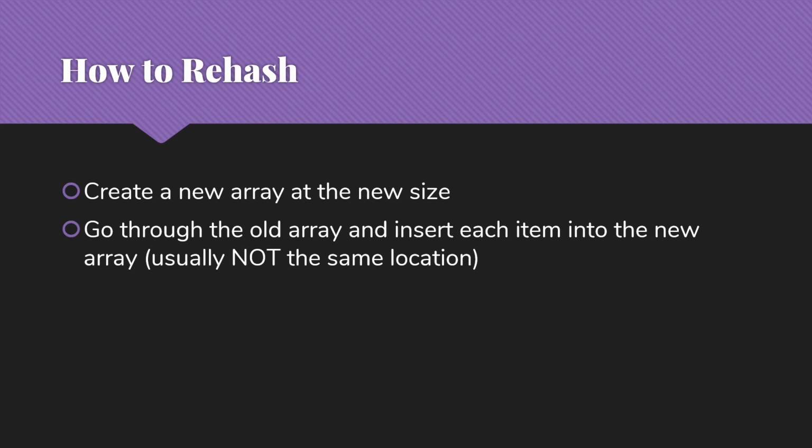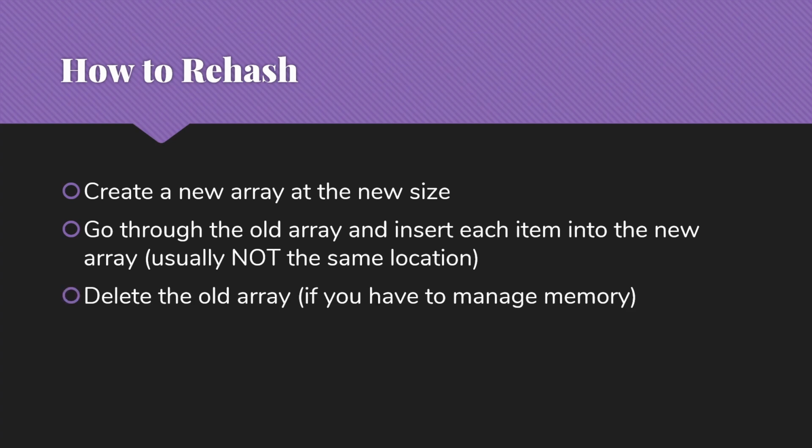So this works exactly the same way as when we originally inserted the item. We just have a new table size that we're using for the process. Then we're going to delete the old array if we have to manage memory. So if we're using dynamic arrays in a language like C++, we'll have to take care of that. If we're in a language with garbage collection, then we won't have to do that. Then finally, we're going to set up our variables so that we're now using the new array instead of the old one as our hash table.